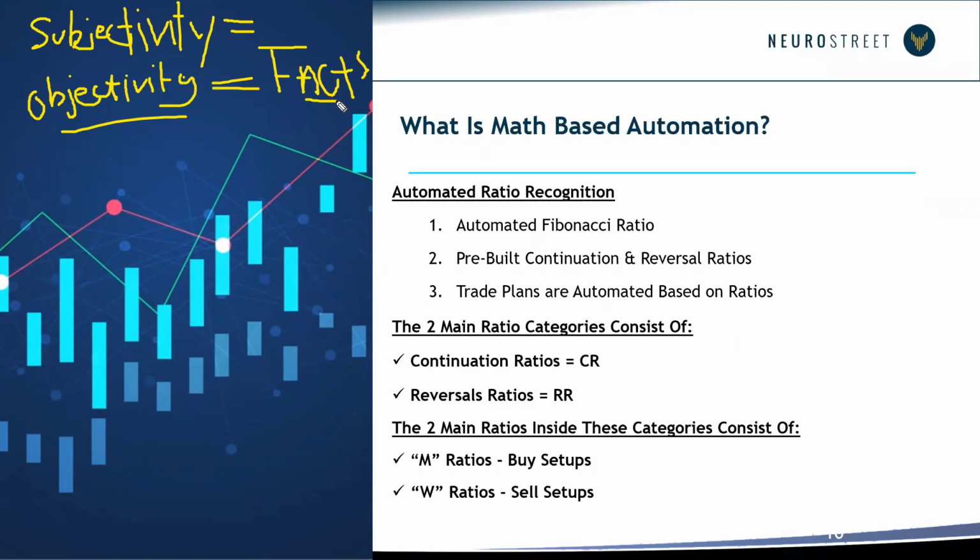2 plus 2 equals 4, right? A high is a high, a low is a low. A pullback is a pullback, an extension is an extension. Subjectivity is for struggle. Objectivity is for factualization. So the reason I love mathematics so much is because math never lies.